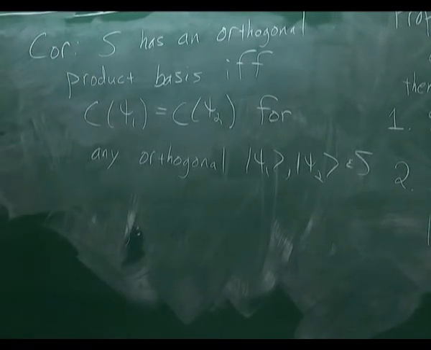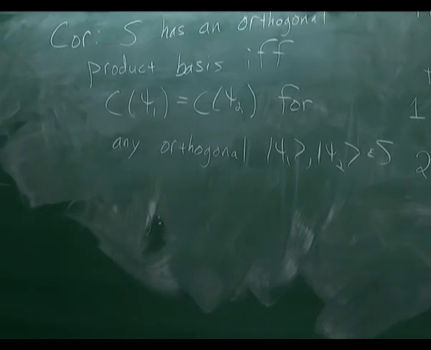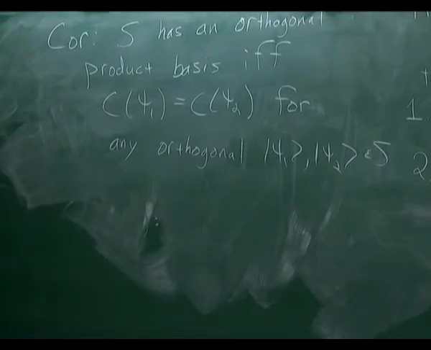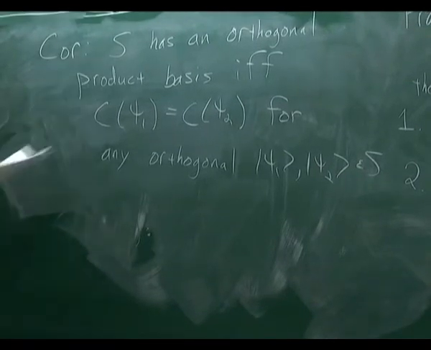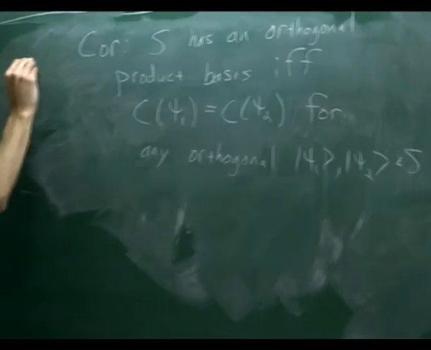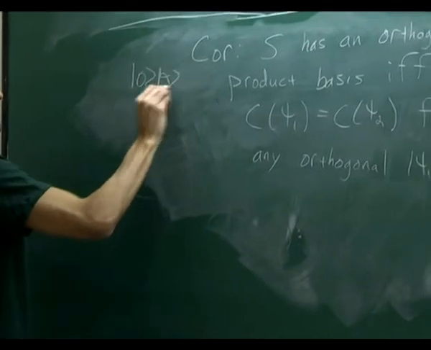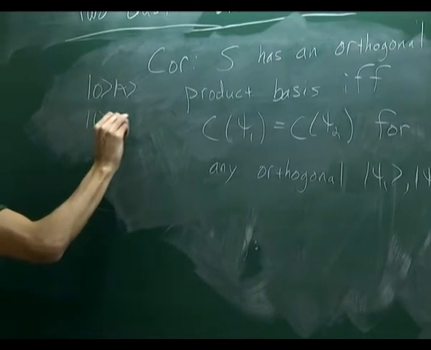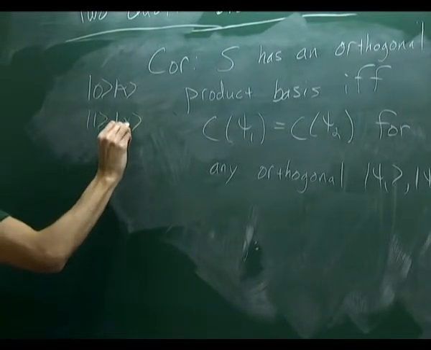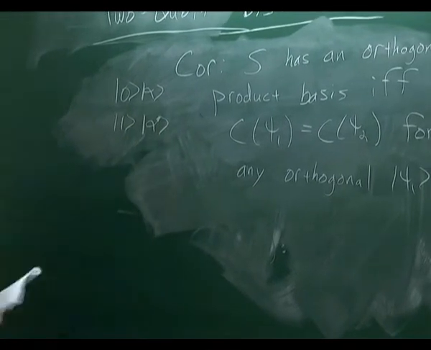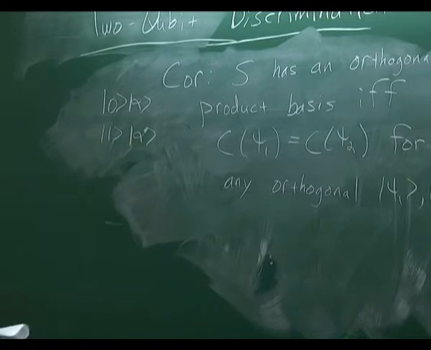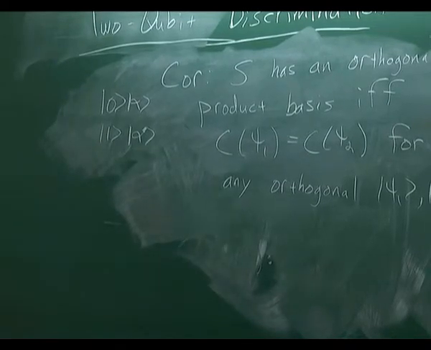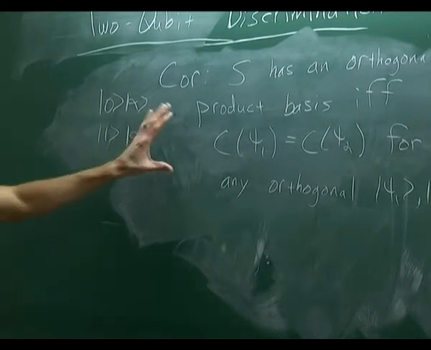Okay, so what do I mean by orthogonal product basis? It just means that, first of all, it's a product basis, which means it's of the form alpha 1, alpha prime, let's say. So it's a product basis, but it's orthogonal. I mean, sort of self-described. All right. So the proof for this.